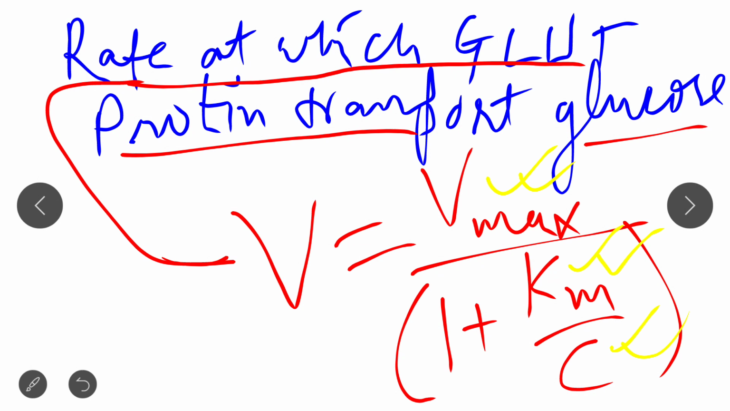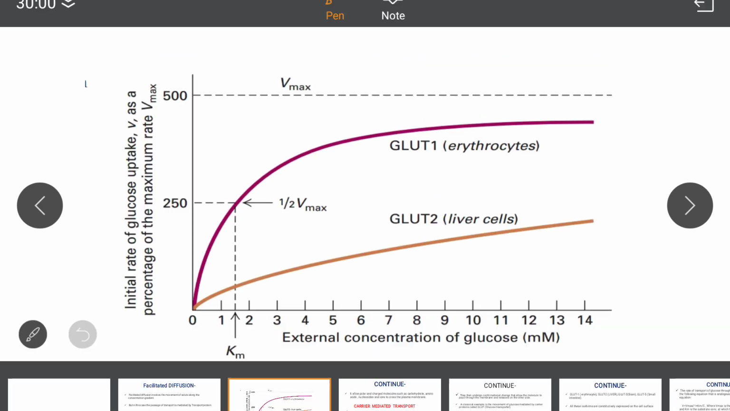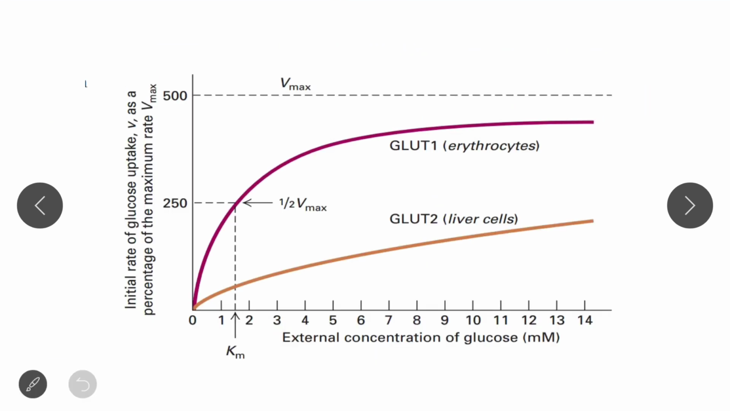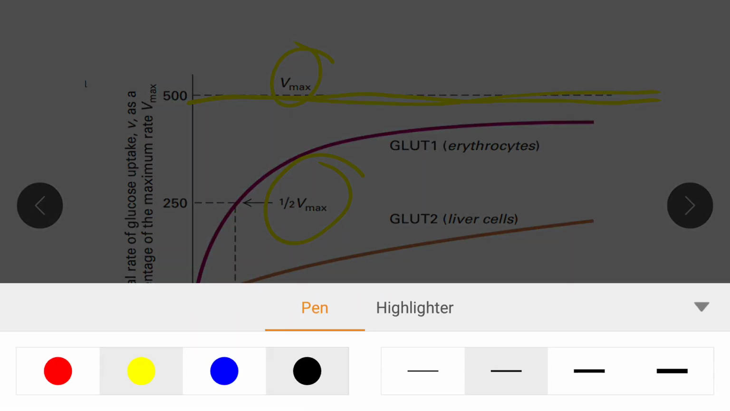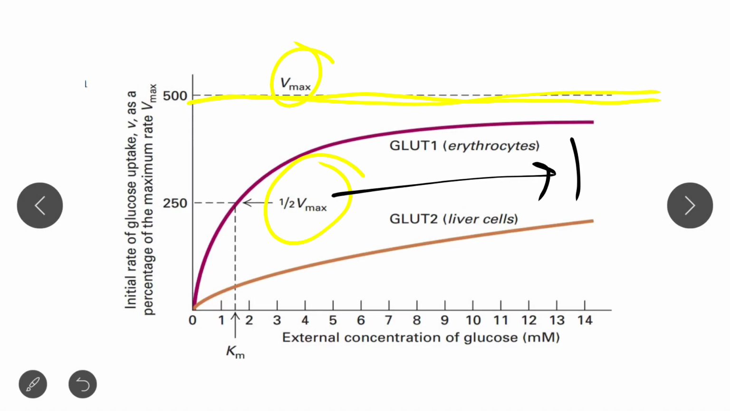Okay. Now let's look at the graph that I told you some time ago I would discuss after some time. See, this is Vmax. As you see, at this point the curve becomes constant. It means after this the transport will not occur. Clear? So it becomes constant. And this is half Vmax, and this half Vmax is nothing but Km, where half of the glucose is transported.